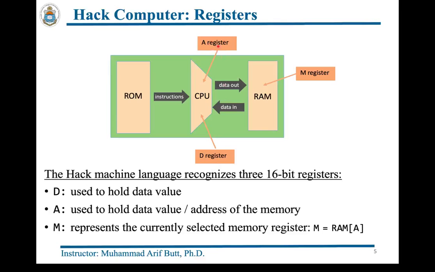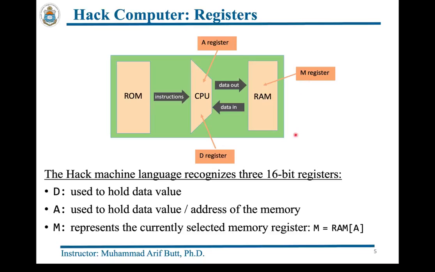Then there is an A register, A for address, which can hold an address of memory and can also hold data if required. And then there is an M register, M for memory, which is the selected memory register. Remember, at any given point of time, only one memory location, the selected memory register, is pointed to by this M register.